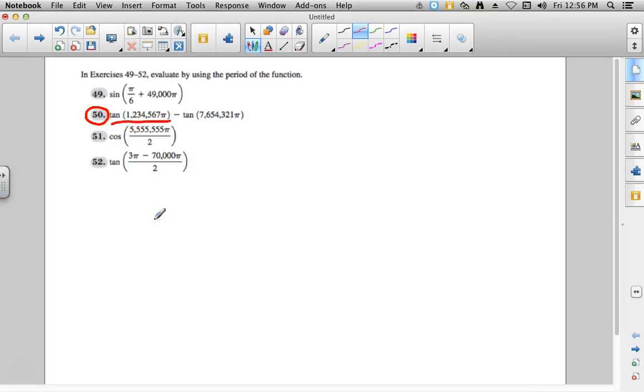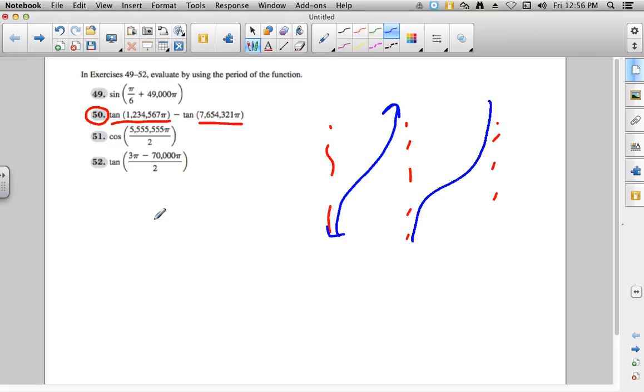And tangent is a function, remember, that has a period of 1 pi. So it just keeps repeating for every pi. So it doesn't matter what this number is in front of pi. What matters is that it is 1 whole pi. And between each one of these tangent graphs of this function, we have 1 period of pi.